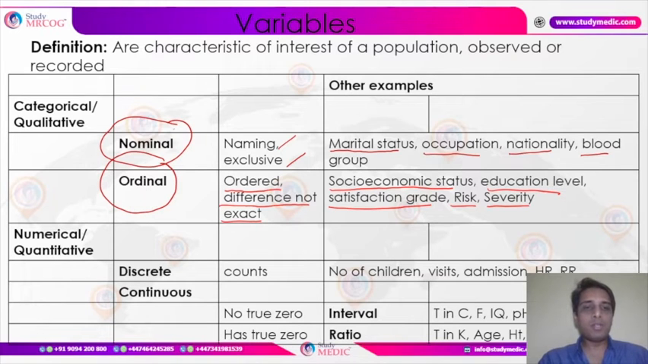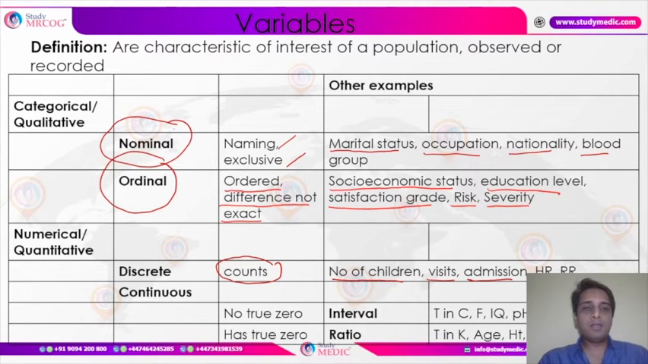Now, numerical or quantitative variables can be either discrete or continuous. Discrete variables are nothing but counts. They can assume only whole numerical counts. They cannot assume any other values in the spectrum. For example, number of children, visits, admissions, heart rate, respiratory rate, etc.